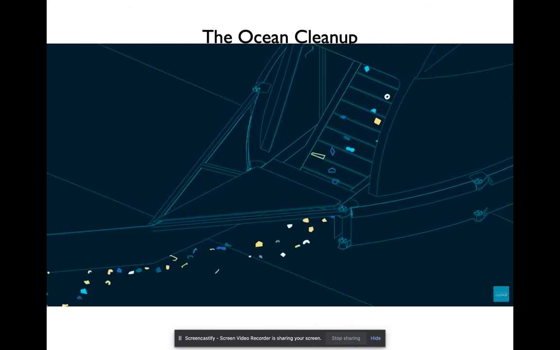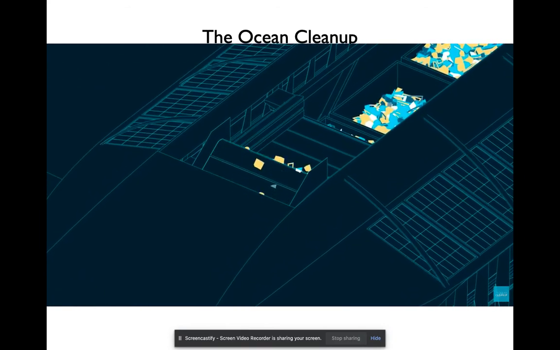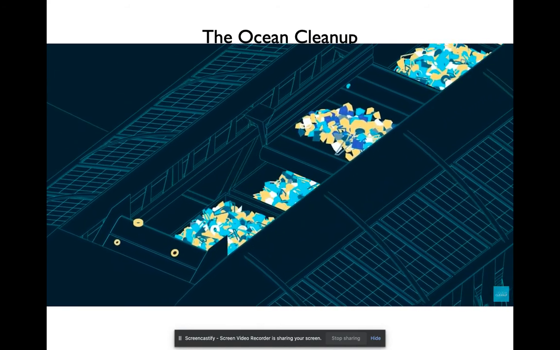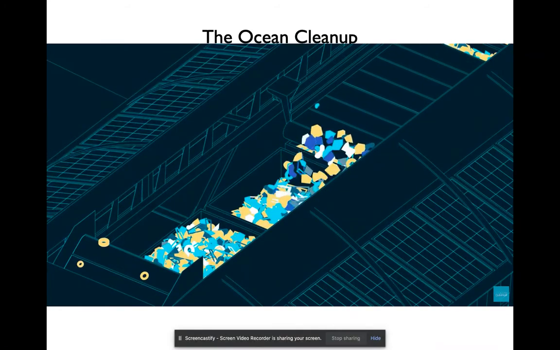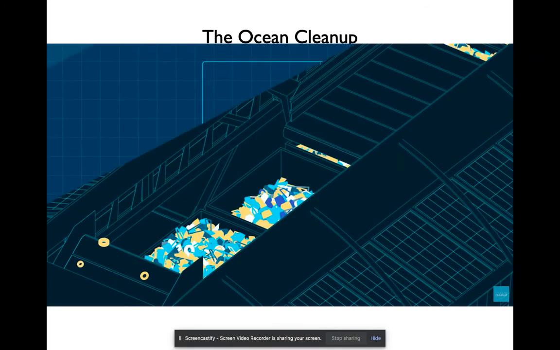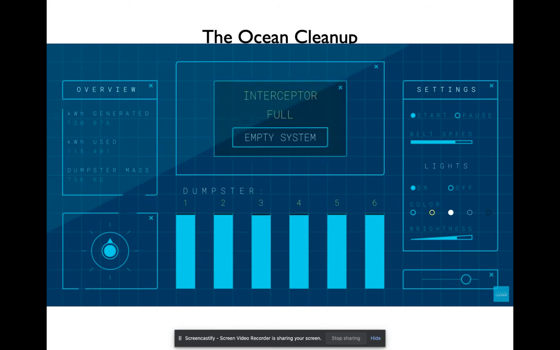Here, a conveyor belt extracts the debris from the water onto a shuttle. Because the system functions autonomously, the shuttle knows when to equally distribute the waste into one of 6 dumpsters located on a separate barge. At any time, operators can remotely access the interceptor's dashboards from anywhere in the world. Once full, the interceptor automatically sends a message to local operators.